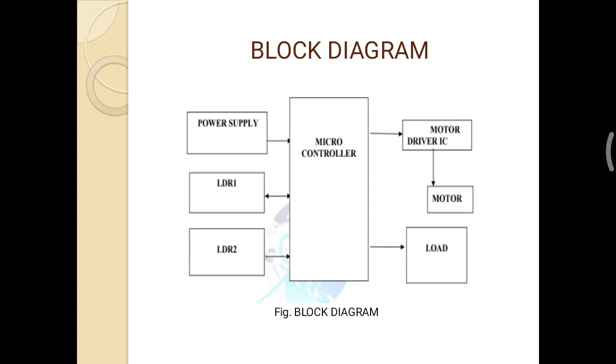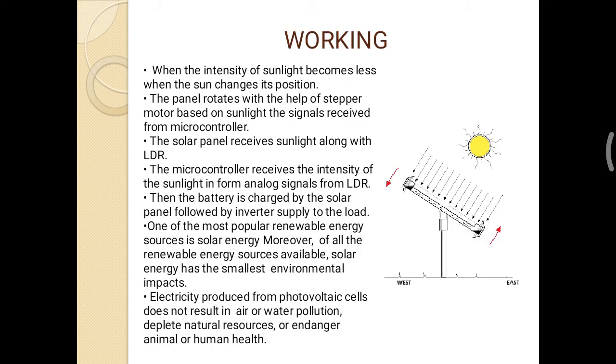The microcontroller gives commands to the LDR1, LDR2 and the motor driver IC motor load. This is the block diagram. And the working: when the intensity of the light becomes less as the sun changes its position, the panel rotates with the help of the stepper motor, based on the signals received from the microcontroller.